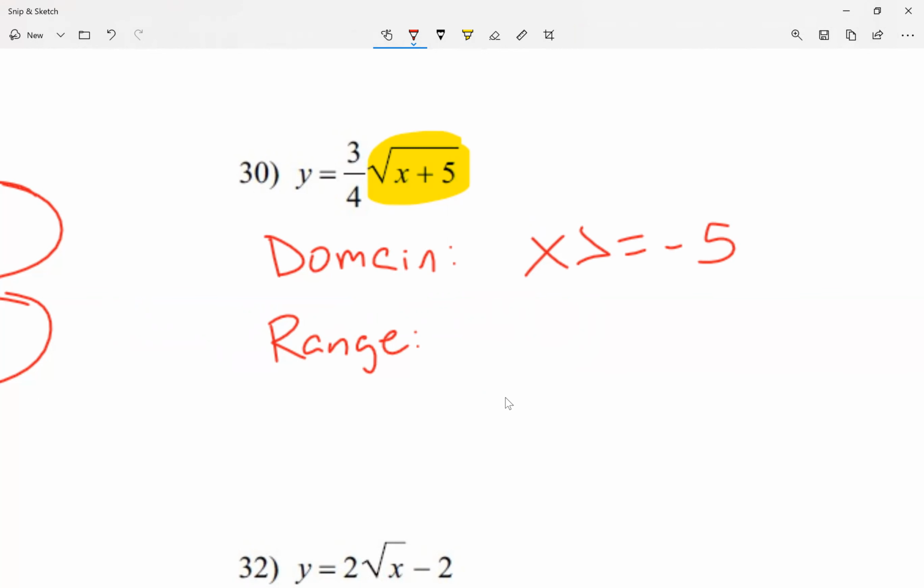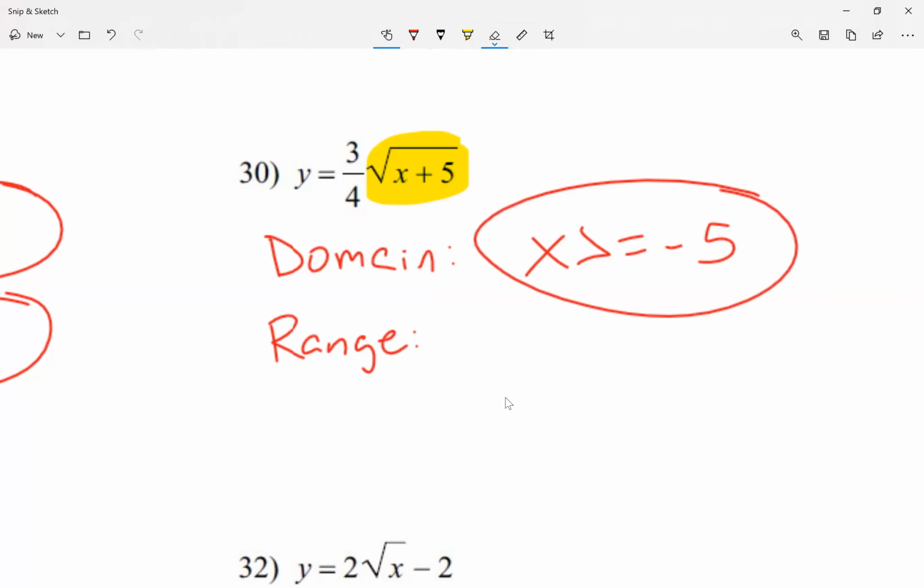If x equals negative 5, it makes my square root 0. The square root can be positive or 0, but not negative. x is fine, x could be anything inside. So in this case, x is greater or equal to negative 5.